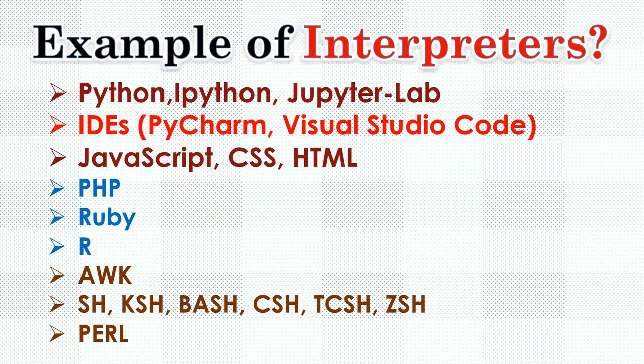SH, Bourne shell, Korn shell, Bash, or another type of shell that are there. Bash is a superset of Korn shell, and Korn shell is a superset of Bourne shell. And that's why Bash is called Bourne Again shell. And then C shell and TC shell are also C-like syntax that is supported. TC shell is a superset of C shell. And ZSH is a superset of all of them.